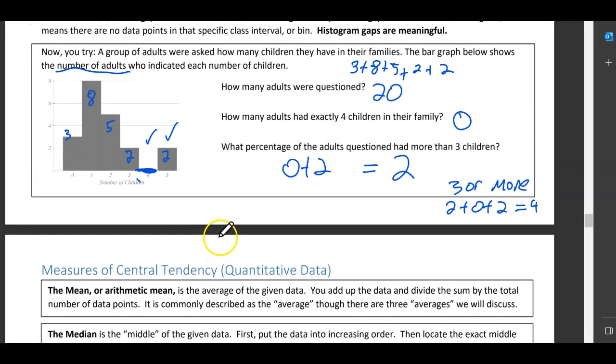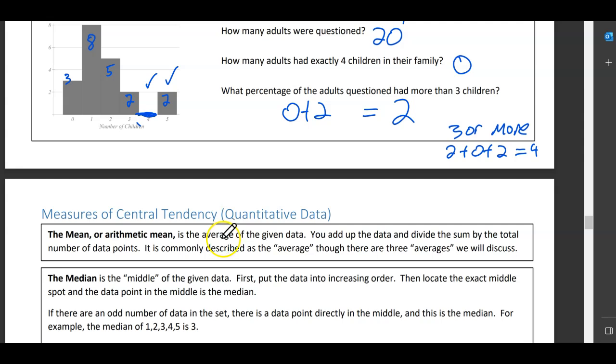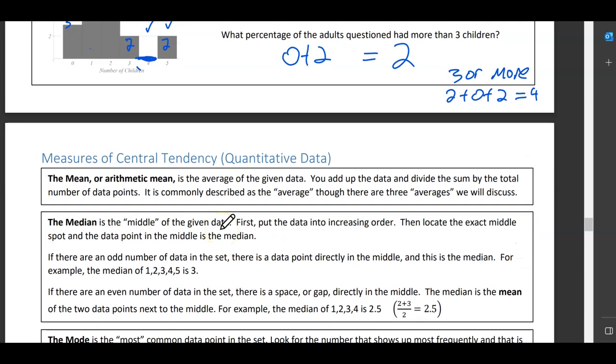Okay, moving forward. Measures of central tendency. Quantitative data. What's in the middle? The median is the geographic middle of the data set. The mean is when you add them all up and divide by how many there are. That's the typical average people think of. Add them up, divide by 2, or add them up, divide by 3 if there's 3.